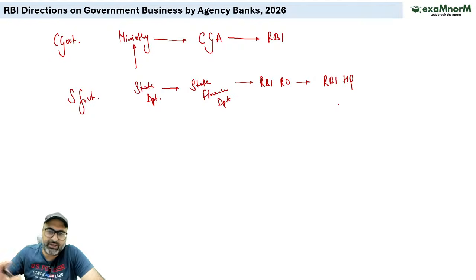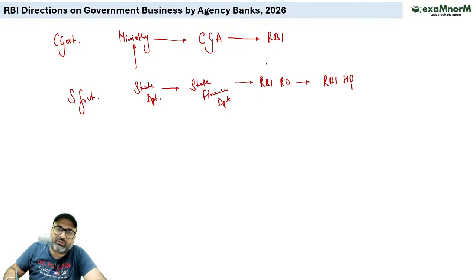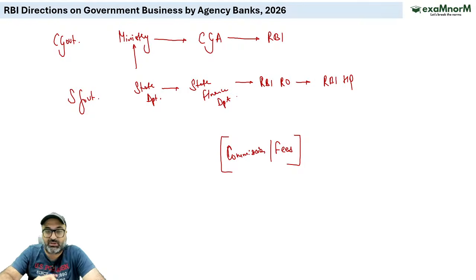Sir, baap bada na bhaiya, we all know that sabse bada is rupaiya. So same, payment by RBI is given to the agent banks for government work. They free mein kaam nahi karte. Banks receive commission. They receive commission or fees against whatever function they are performing.